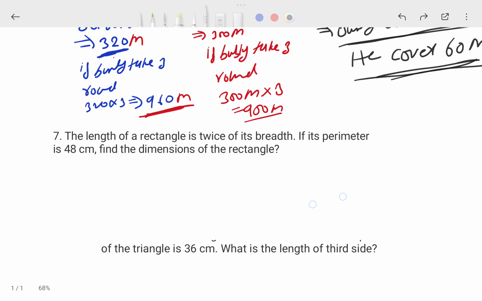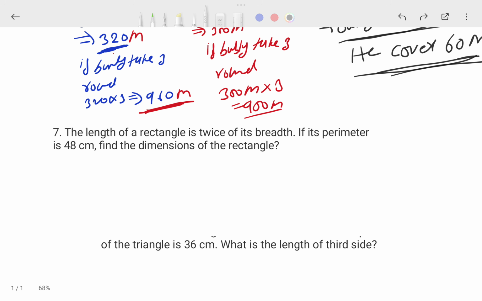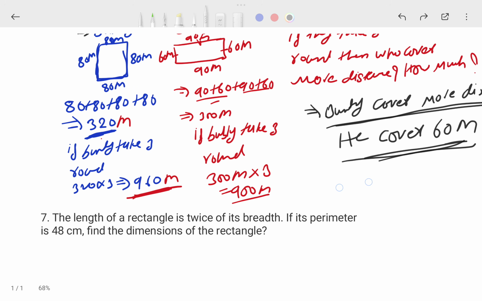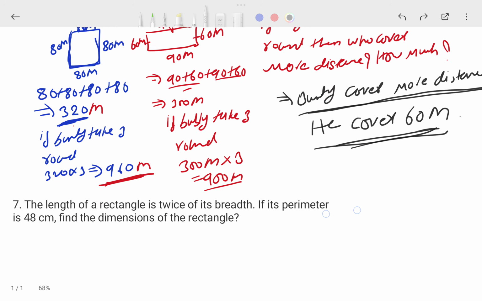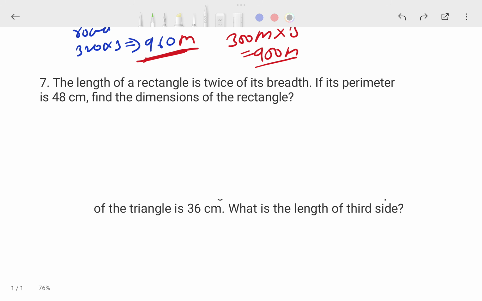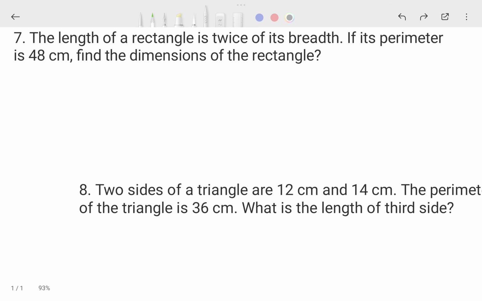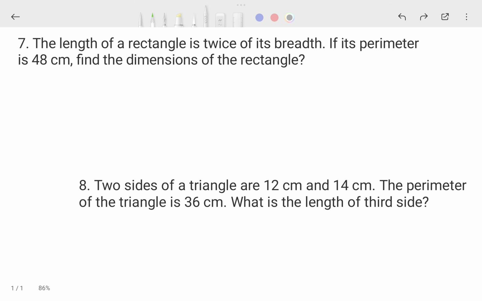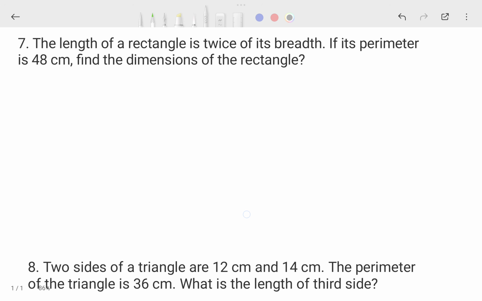Okay, so this is your seventh question. The length... this is your sixth question, and this is your seventh question. Okay, I will take this question. So let's talk about this question.